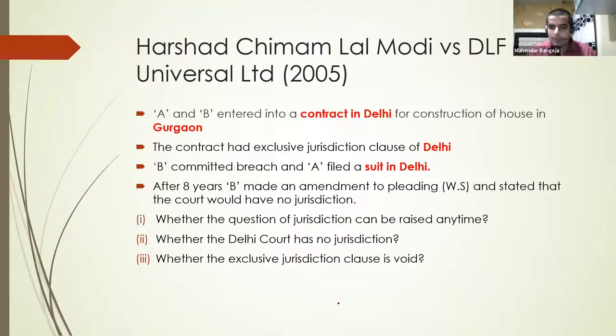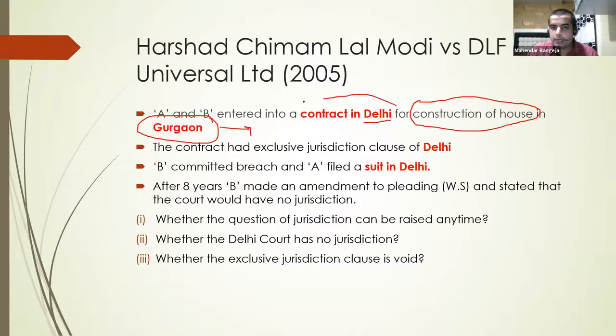Now I'll ask a question. You guys have to answer. Now this is a tricky one. I want your full attention. A and B entered into a contract in Delhi for construction of a house in Gurgaon. Where is the house being constructed? In Gurgaon. Where was the contract entered into? In Delhi. The contract had an exclusive jurisdiction clause of Delhi. They said that if you file any suit, you will file it in Delhi only.